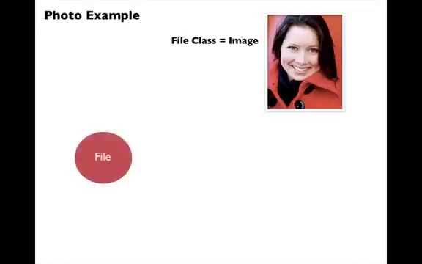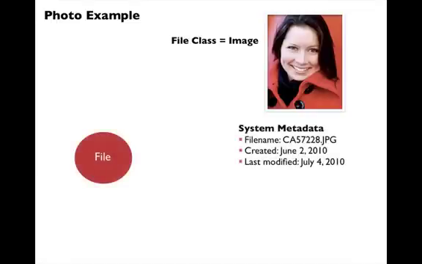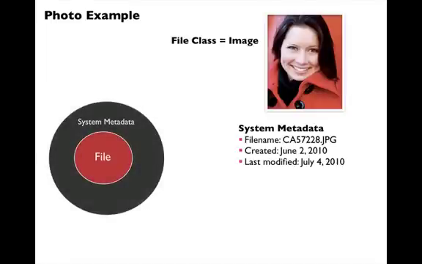Okay, back to our picture. Let's build a first-class object here. We'll begin with the file itself, which is the digital image. Next, we have the system metadata. And metadata just means data about data. And you can see here there's some common system metadata, such as the file name, when the file was created, and when it was last modified. This is pretty basic system metadata, and it's familiar, I think, to most computer users because you see it in file system views, such as Finder on the Mac or Windows Explorer on the PC.